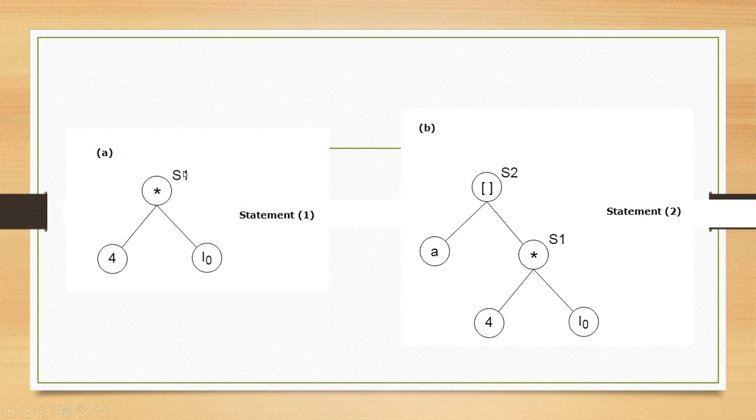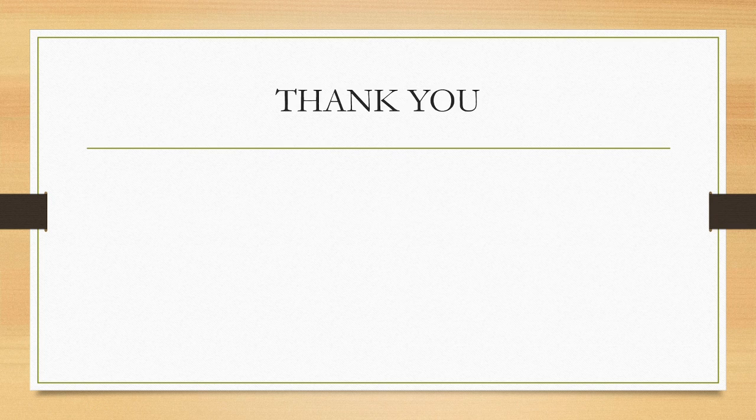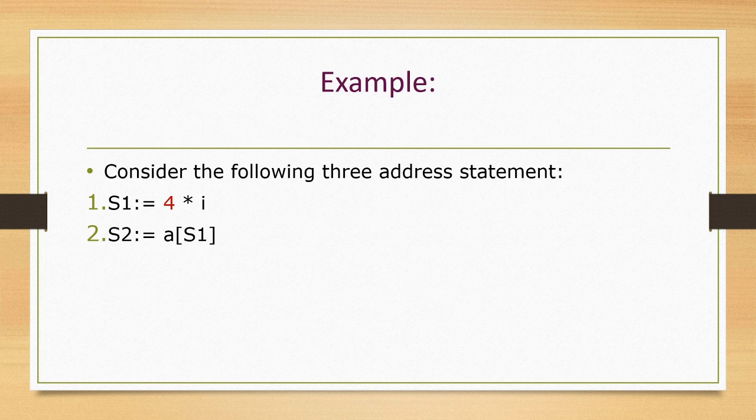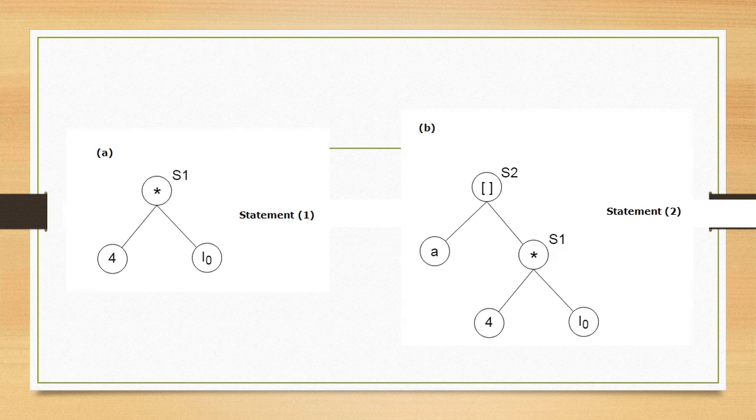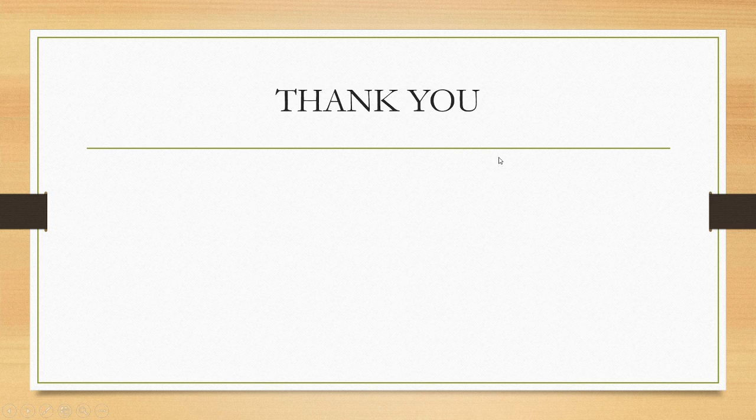What is statement 2? In statement 2 we are going to make it an array. So S2 = A[S1]. You have to draw like this. This is your S1, and you are going to make it A of S1. The result is stored in S2. So now the statement result is stored in S2. So this is the way to draw the directed acyclic graphs. Thank you.